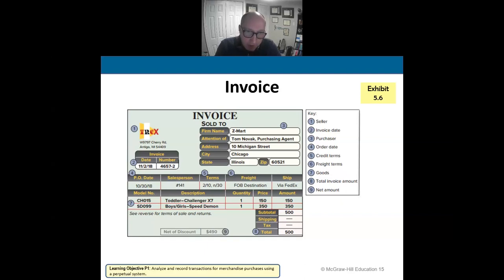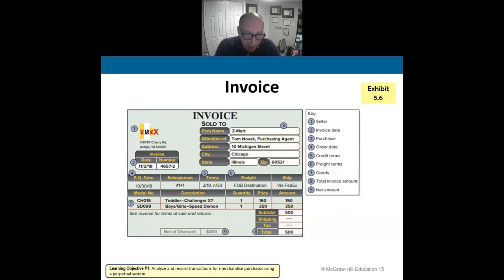Number 6 is freight, how it was shipped to me. The reason that's important is because it represents who's responsible for it while it's in transit. This freight says FOB destination. That means free on board destination, which means the shipper is responsible until it reaches the destination. There's a reason why that's important, and we'll talk about that in a little bit.